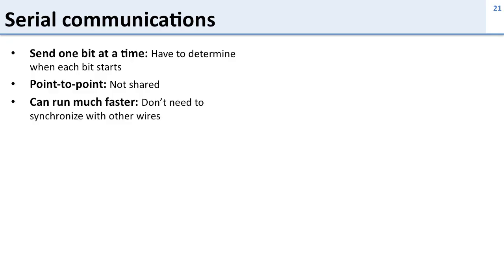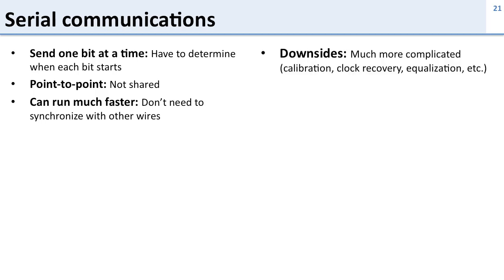But we can run much faster than buses, and the reason is we don't have to synchronize with all the wires. We don't have to worry about making sure all of our wires match up. The downside of serial communications is that it's much more complicated. As we mentioned, we have to figure out where the clock is, and we can do a whole bunch of other tricks to run much faster, including calibrating the wires and equalizing them.